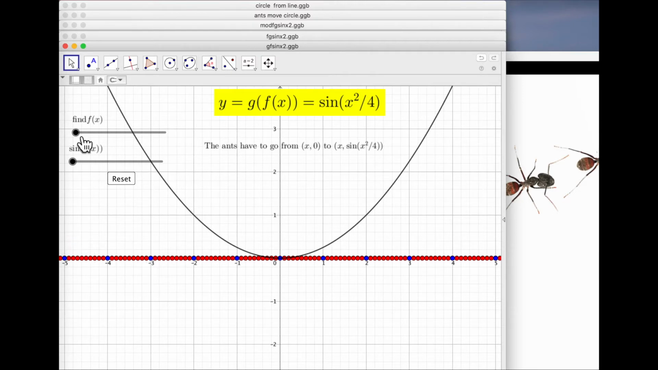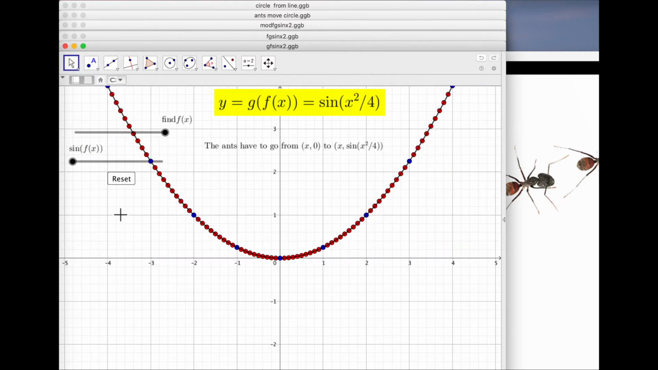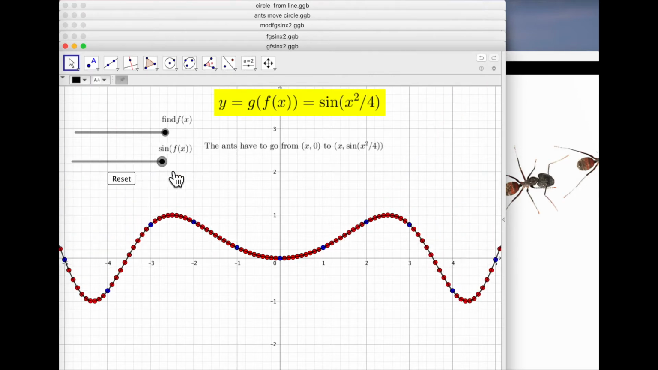So in order to go to sine of x squared over 4, they first of all have to find f of x. Now they've got x squared over 4 as their y-coordinate, and then they take the sine of it. Okay, so that's fairly straightforward.